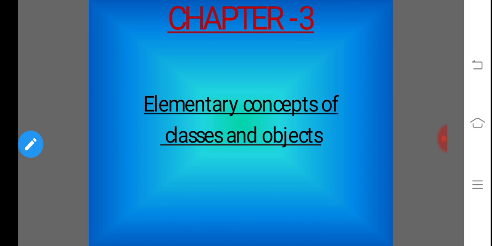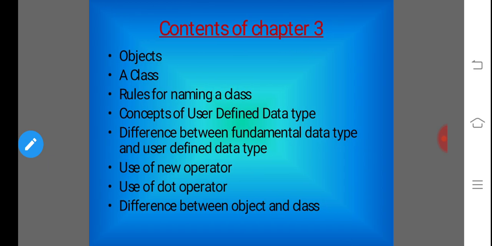Today, the topic is Chapter 3, and the name of the chapter is Elementary Concepts of Classes and Objects. The contents of Chapter 3 are objects, class, what are the rules for naming a class, what is the concept of user-defined data type, how it is different from fundamental data type, what is the use of new operator, what is the use of dot operator, what is the difference between object and class.